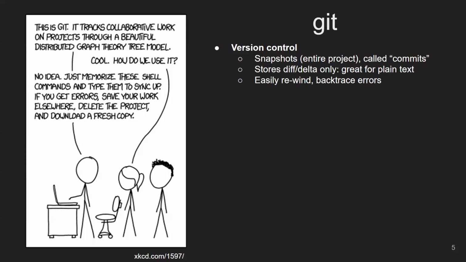So if you're not using version control software, maybe one of the things that you're doing is storing 100 different folders called versions, and you just save a different version every time you want, and that's okay, but it gets very painful very quickly. And what this allows you to do is backtrace errors.